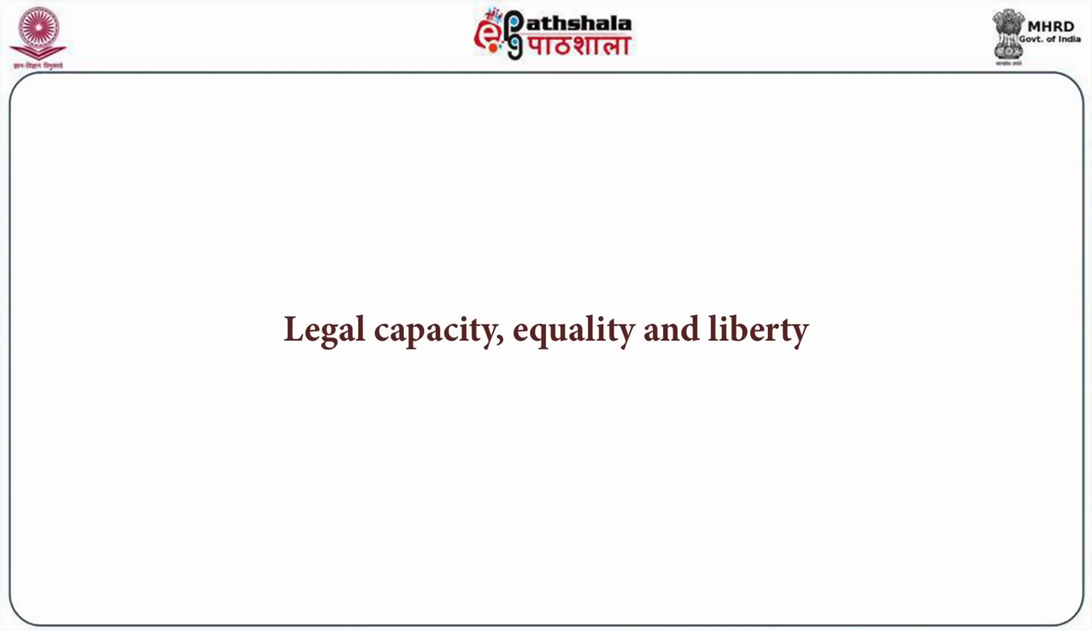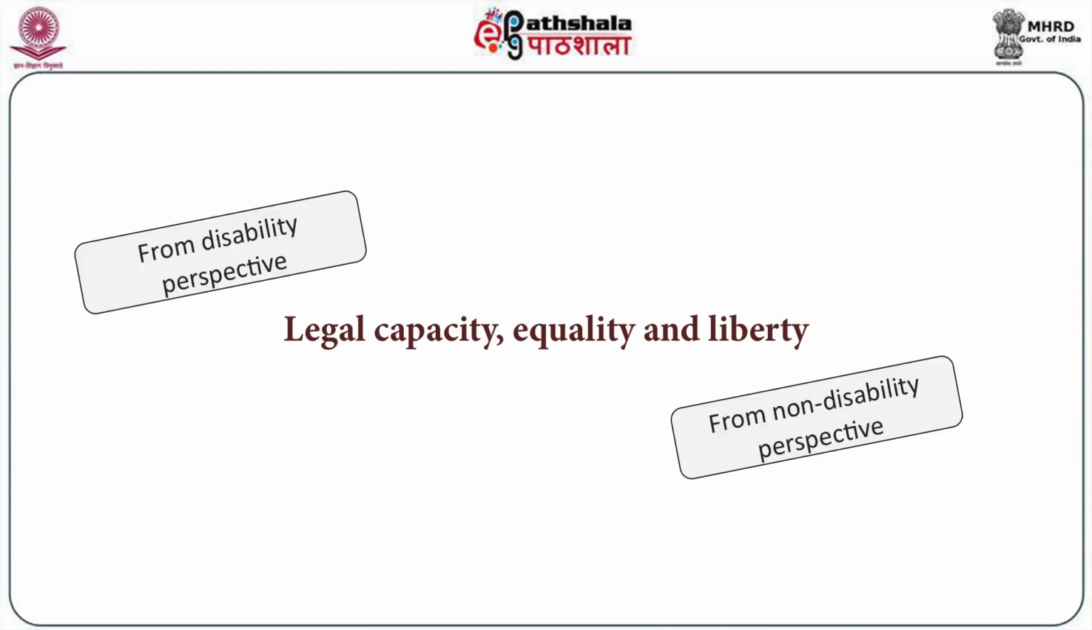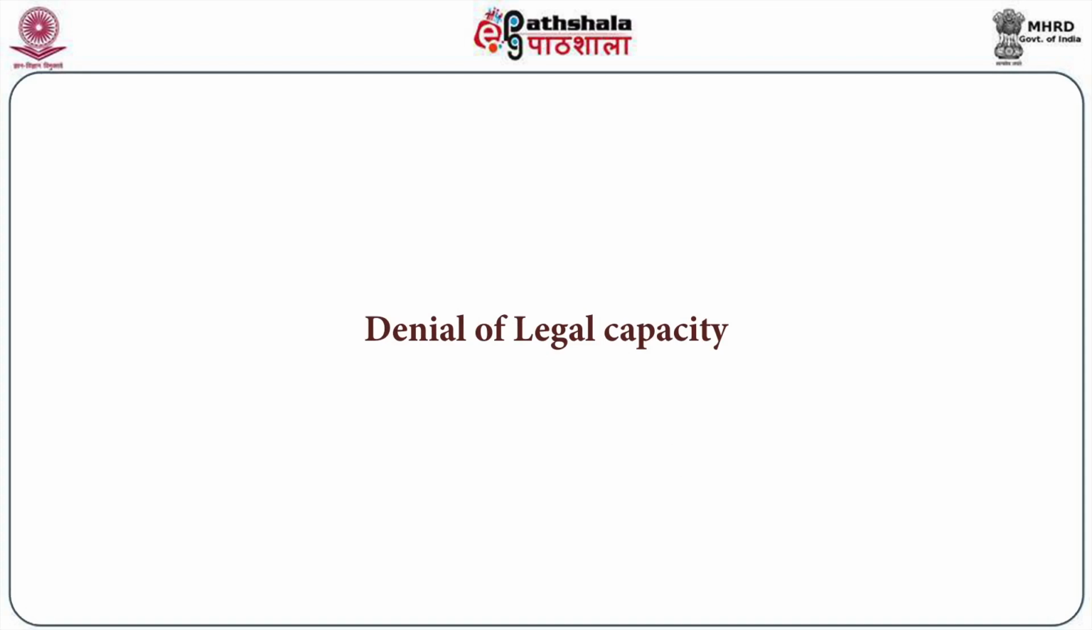Now, we've discussed humanness. We're going to discuss certain other crucial legal concepts like legal capacity, equality, and liberty from a non-disability and then from a disability perspective. So let's talk about the denial of legal capacity. The denial of legal capacity has primarily been effected on persons with intellectual and psychosocial disabilities. In other words, we think, when we have no intellectual or social disabilities, that we are normal and therefore enjoy legal capacity. But those people who have certain intellectual or psychosocial disabilities are therefore abnormal and they are denied capacity.